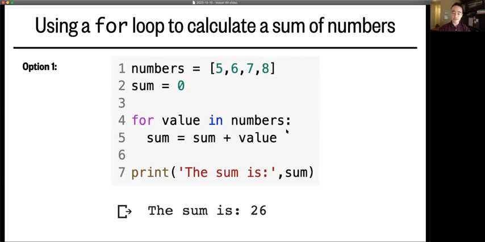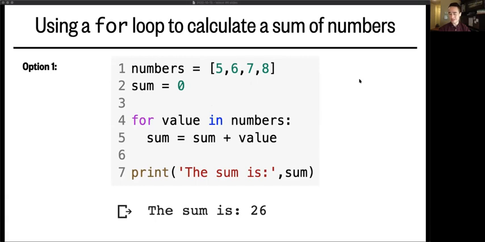So on the first iteration of the loop, sum starts at 0, value starts at 5, and then sum equals 0 plus 5. Then on the next iteration, sum is 5, value is now 6, and we say sum now equals 5 plus 6. So now sum is 11, and so on. This loop will cycle 4 times since numbers has a length of 4. And at the end, outside the loop, we're printing sum to see the result, and we find that it's equal to 26.